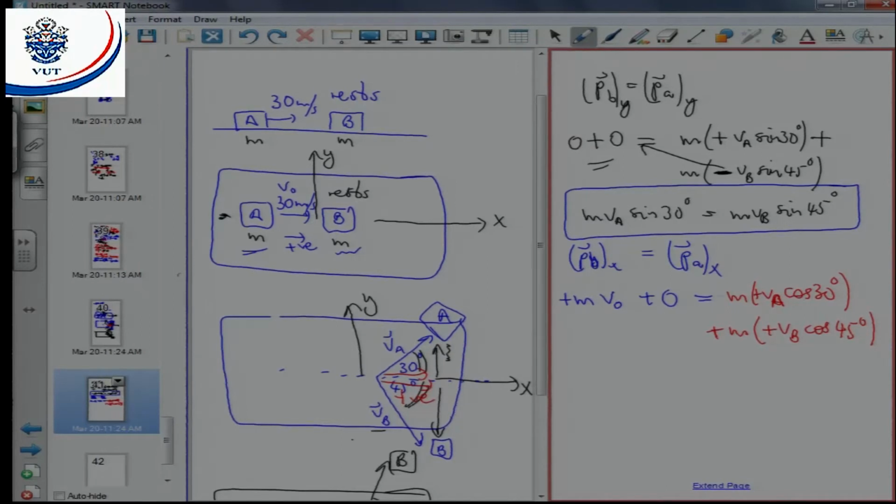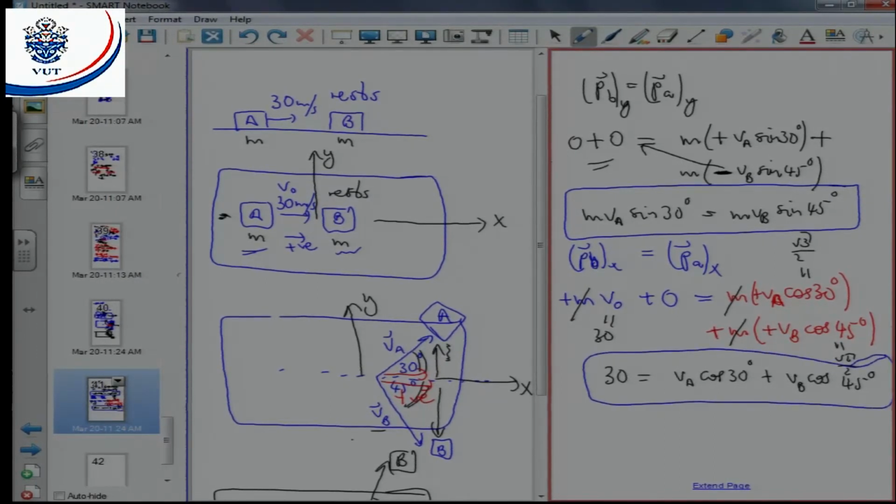Okay, so our second equation, you can also see that the mass m cancels out, and remember that V naught is 30, so we learn that 30 equals VA cos 30 degrees plus VB cos 45 degrees. Cos 30 is square root 3 over 2. Cos 45 is square root 2 over 2, but I won't put them in. Okay, so that's our second equation, which is over here. Okay, so that completes the problem, which is question 5.